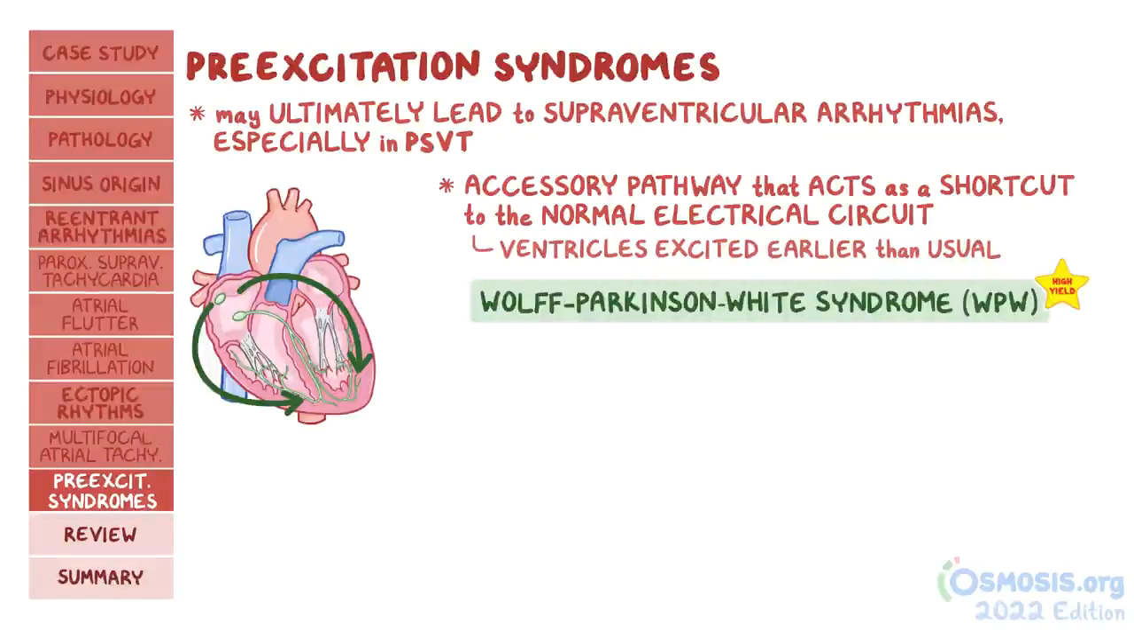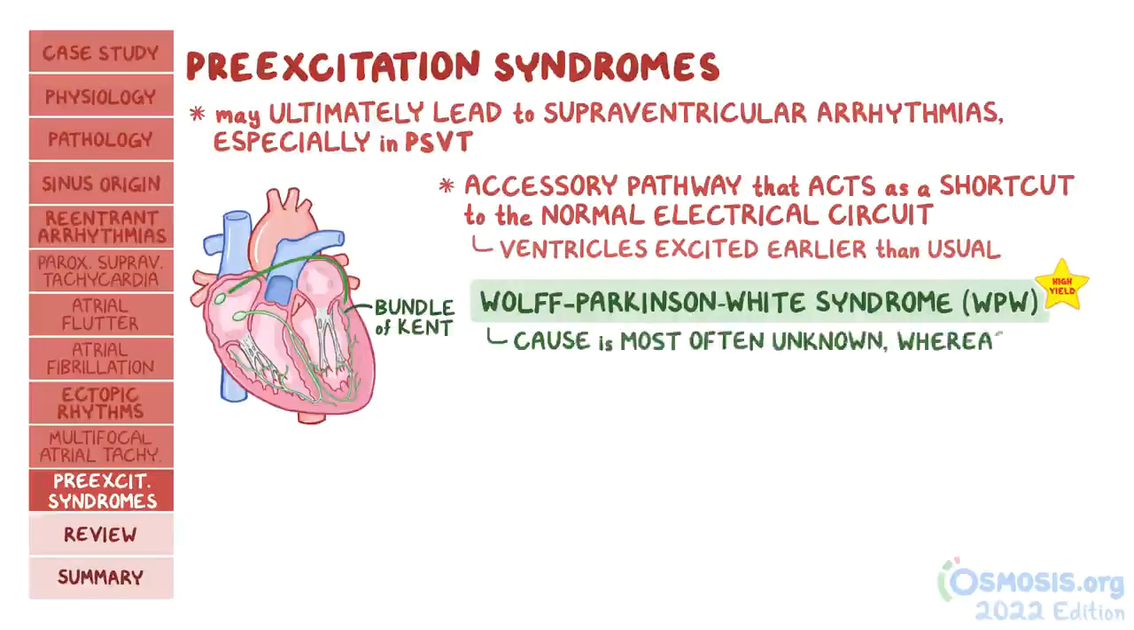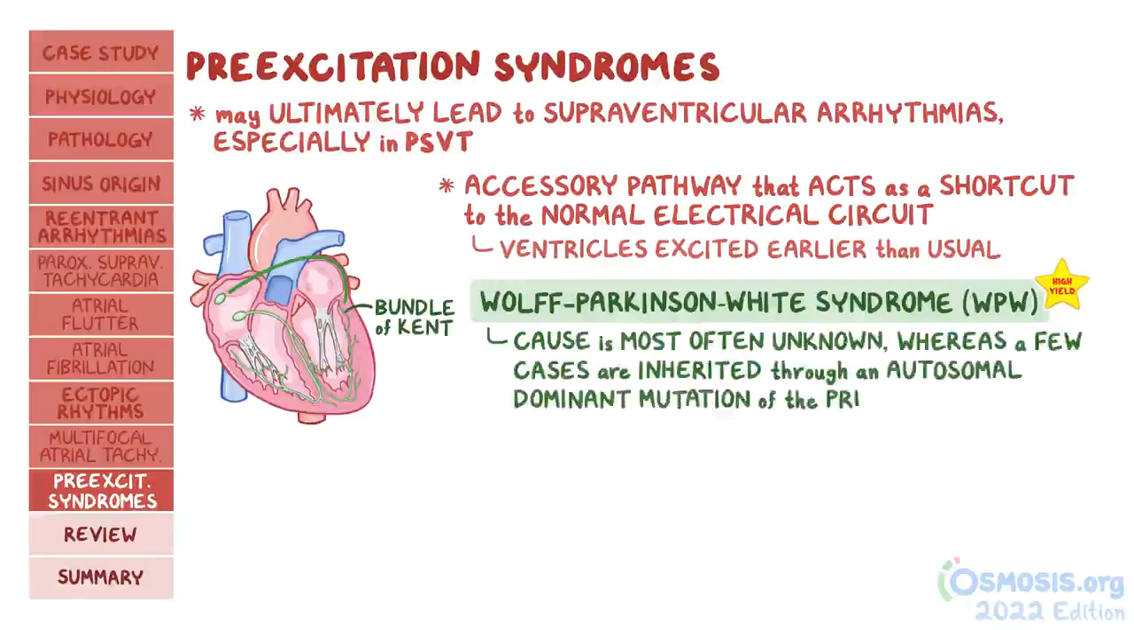People with WPW are born with an additional conduction pathway between the atria and the ventricles called the bundle of Kent. The cause of WPW is most often unknown, whereas a few cases are inherited through an autosomal dominant mutation of the PRKAG2 gene, which helps regulate ion channels specific to cardiac tissue.